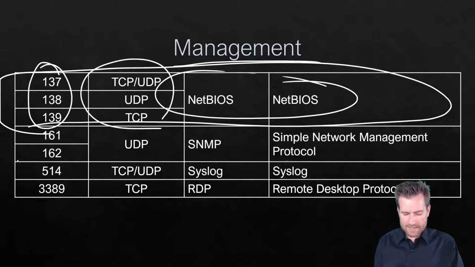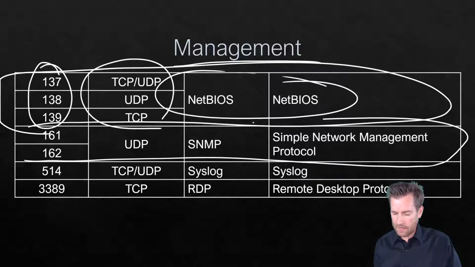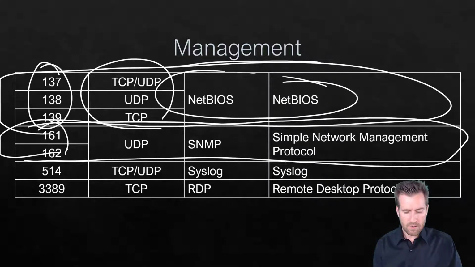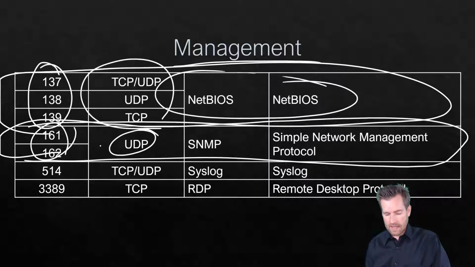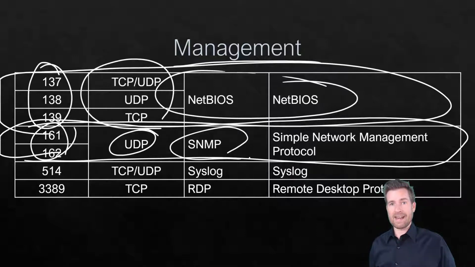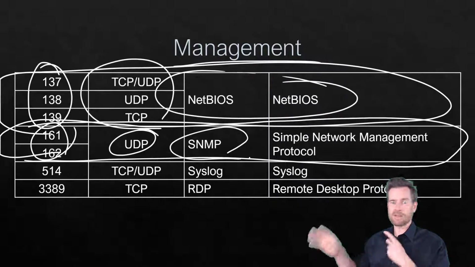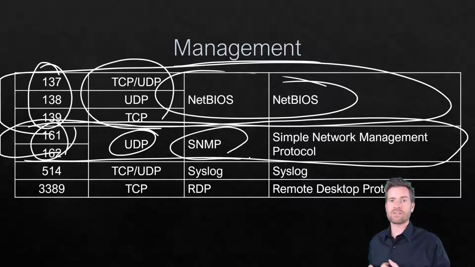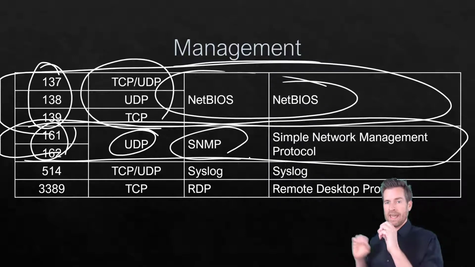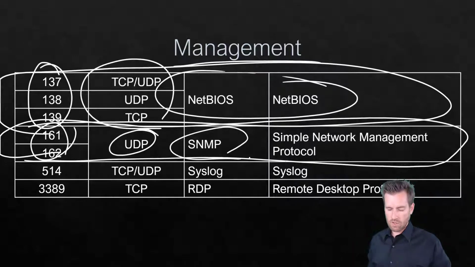Then we have SNMP, the Simple Network Management Protocol. It operates on ports 161 and 162. It uses UDP. This is a way to make a connection into devices to get information from them and to manage those devices. A lot of times you'll have a separate application that gets into these devices to manage them, and you can use SNMP to get that information and to send that information.